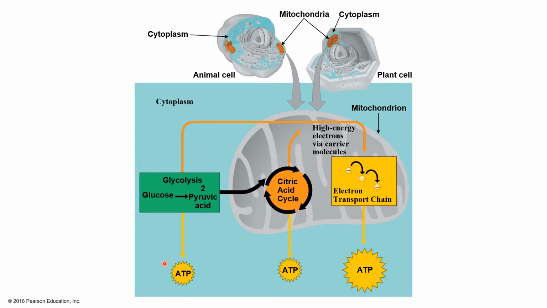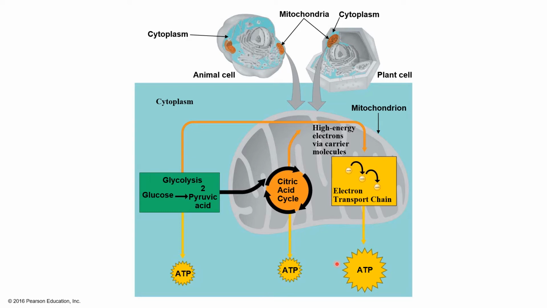Now, glycolysis, we're going to talk about what happens during glycolysis, but one main product that will come out from glycolysis is some ATP, some energy. Citric acid cycle or the Krebs cycle will also release some energy, and the electron transport chain would also release some energy. You notice that the reaction that makes the most ATP is the electron transport chain.